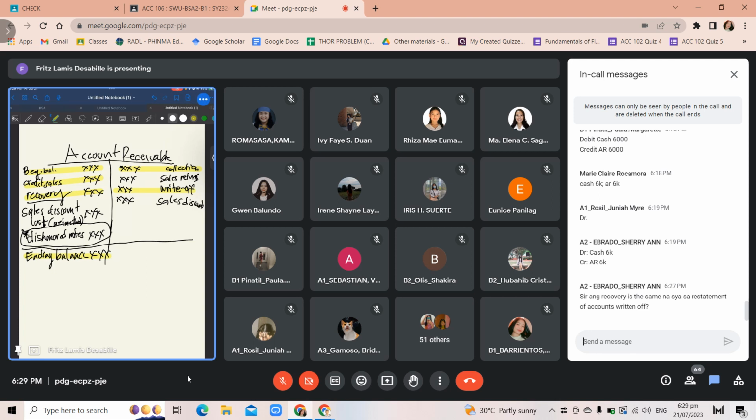Let's go back 6:40. And we will be, sir, ang recovery is the same niya sa restatement of accounts written off. It's not restatement, but I think it's reinstatement. Pero basically recovery, it means that it's an account which is previously written off but was subsequently recovered or received. Nagets lang. Basta na-write off na sa una, pero na-recover na siya or nadawat pa gyapon siya. Ana siya.